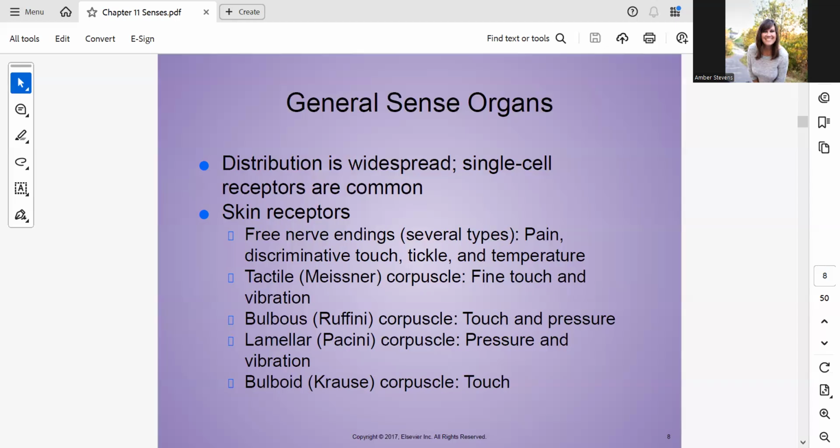And then you have your bulboid or the Krause corpuscle, which is touch. So this would be like receptors in your lips that sense a gentle touch, like the contact of a soft kiss. So these receptors work together to provide a comprehensive sense of touch and perception of your physical environment.